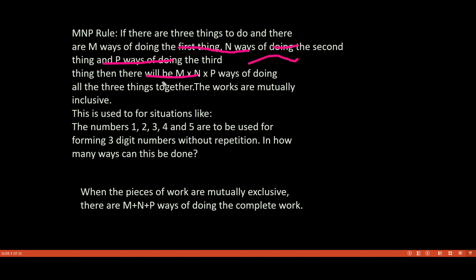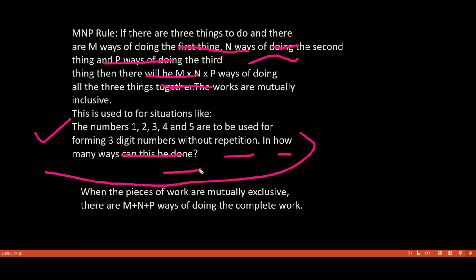So if we want to do all these things together, the total number of ways in which all these things together can be done is m cross n cross p. For example, let's see this question. What does the question say? The numbers 1, 2, 3, 4 and 5 are to be used for forming three digit numbers without repetition. In how many ways can this be done?